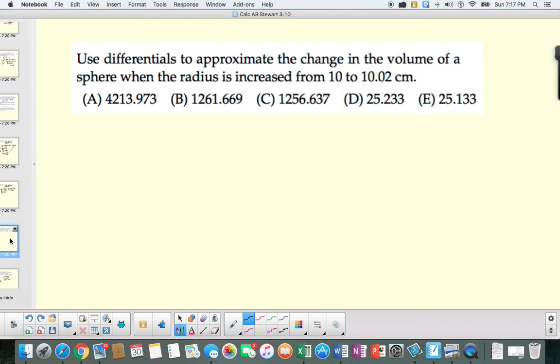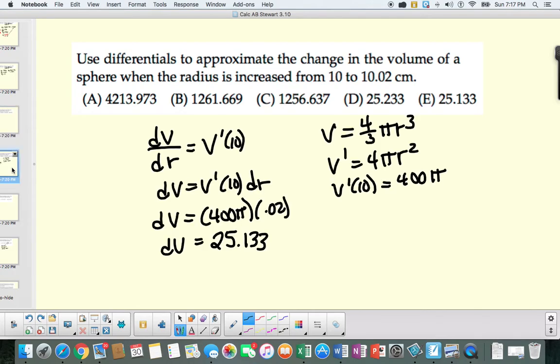Okay, here's another typical AP question. Go ahead and stop the screencast, see what you can do. And here's the answer. I went ahead and wrote dV/dr is equal to V prime of 10, and then this way I can get my differential. The differential is the derivative at 10, and then our dx, or differential r, is going to be 0.02.